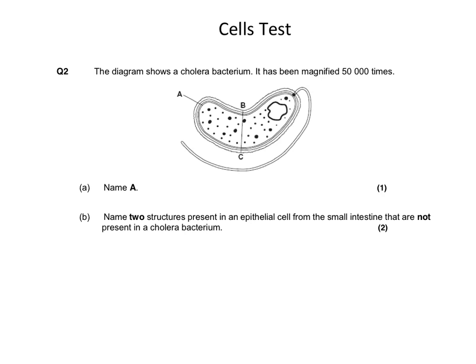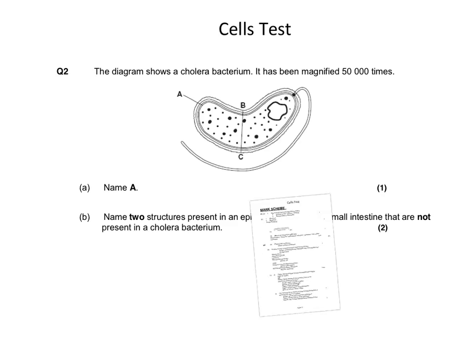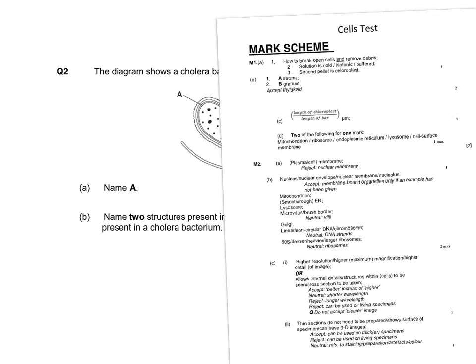2B is basically asking for a bit of recall, but it's also asking you to apply your knowledge in terms of knowing the differences between eukaryotic and prokaryotic cells. So for this answer, there are quite a lot of answers to go through, but you only need 2 of the following. Okay, so if we look at the answers.